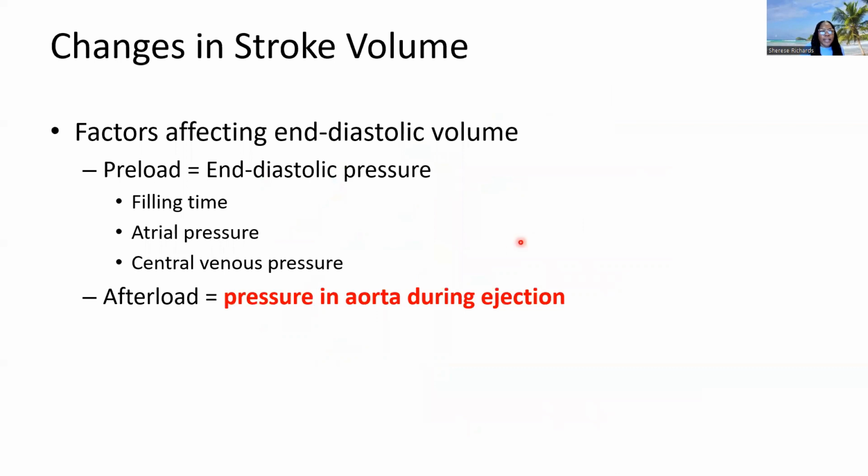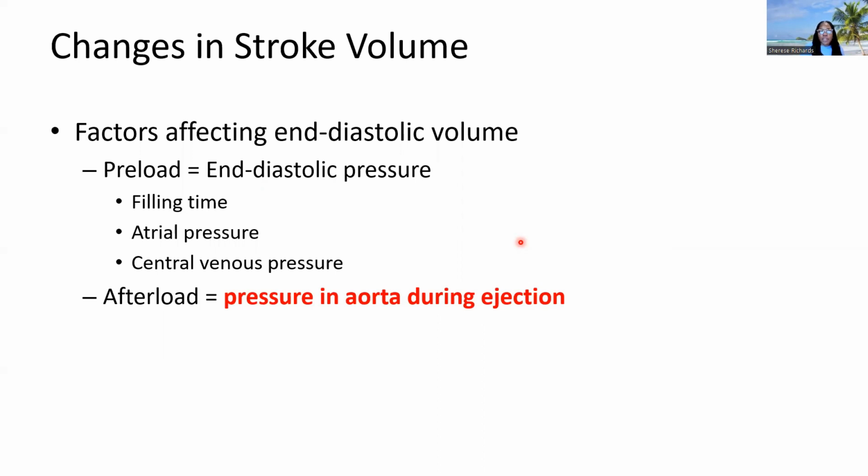Okay, the last factor was the afterload, and the afterload, we said, is the pressure in the aorta. So the pressure that is in the vessels that are leaving the ventricles. And if we think about it, it's like a hose. If you have a blockage in your hose, then it doesn't matter how much blood is leaving the tap, there's going to be a blockage, right? So it's going to be less blood leaving overall, regardless of the force of contractility.